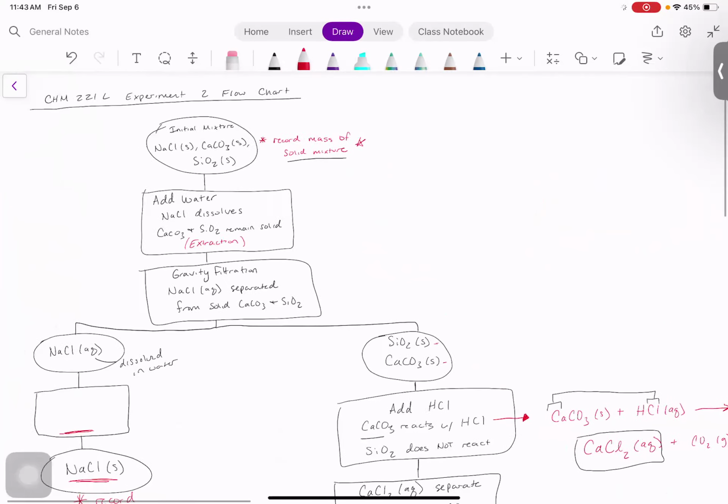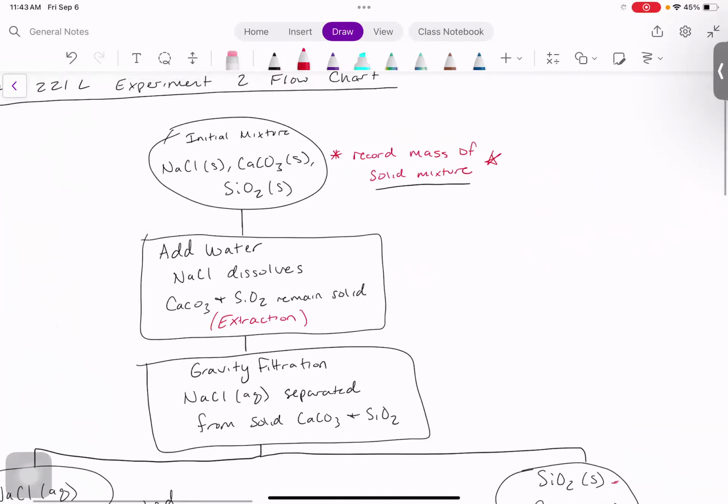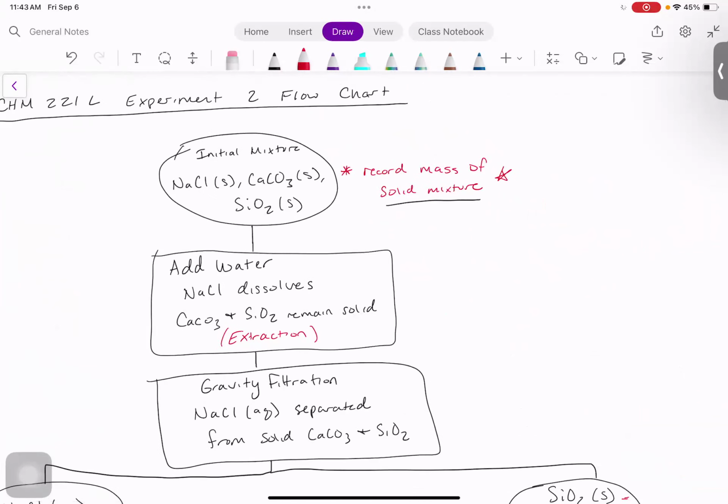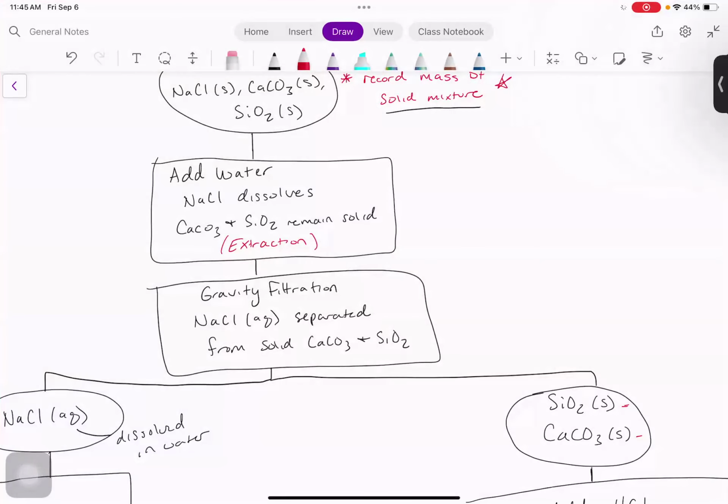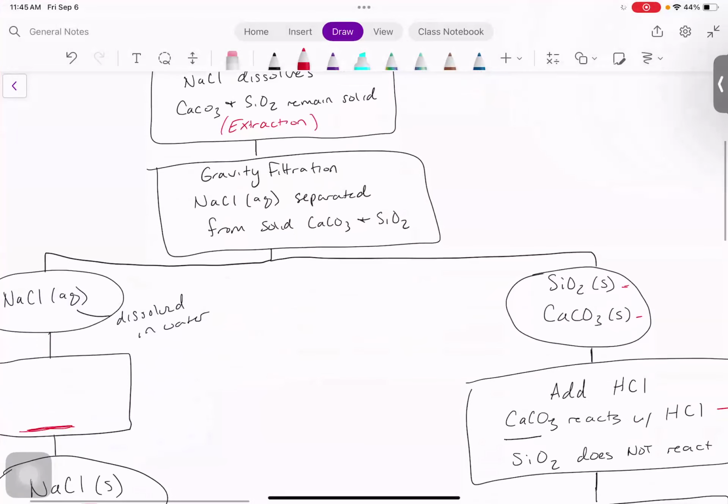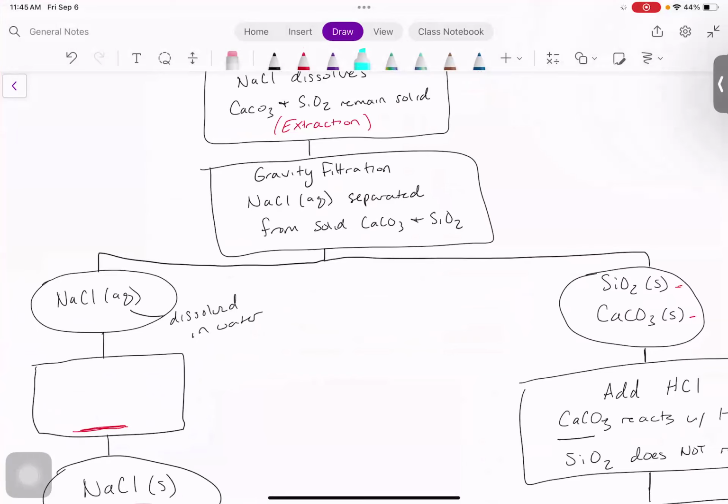But when you read through this, now we can see what happens to each component of the mixture as we go through. So we start with all three as a solid. We're going to add water to selectively dissolve the sodium chloride, which will leave behind the solid silicon dioxide and the solid calcium carbonate. We separate the solids from our aqueous solution using a gravity filtration, which then gives us our solids on one half and our aqueous solution on the other half, separated in different containers. And so we represent that separation by branching our flow chart.